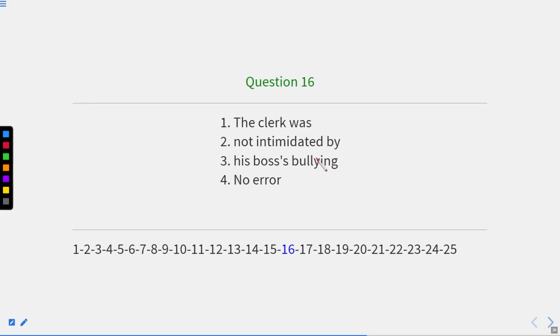Now let us move to the question number 16. The clerk was not intimidated by his boss bullying. Now here again, this sentence contains no error and the entire sentence is absolutely grammatically correct. Now let us move to the next one.